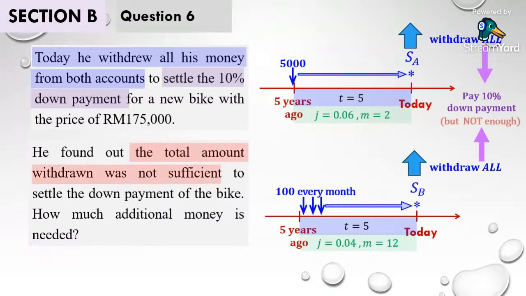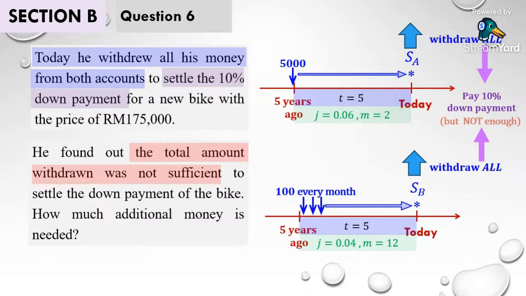And then later he finds out the total withdrawal is not sufficient. This amount of money, the total of SA and SP, is not enough for the payment of the 10%. Or in other words, this amount of the 10% is more than all the savings from SA and SP totaled up. So what we require in this question is how much additional money is needed. So we know the savings are not enough. So we need to top up how much? We would like to know the amount that needs to be topped up.